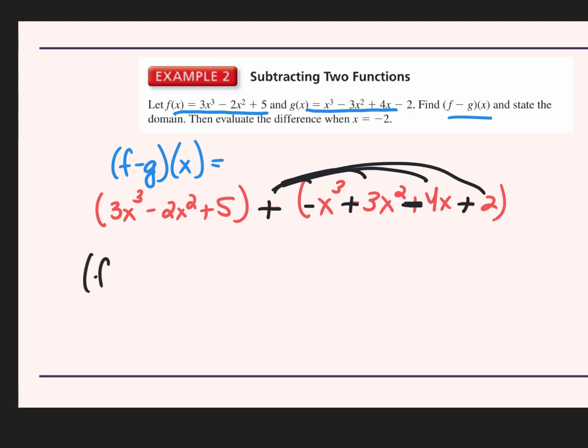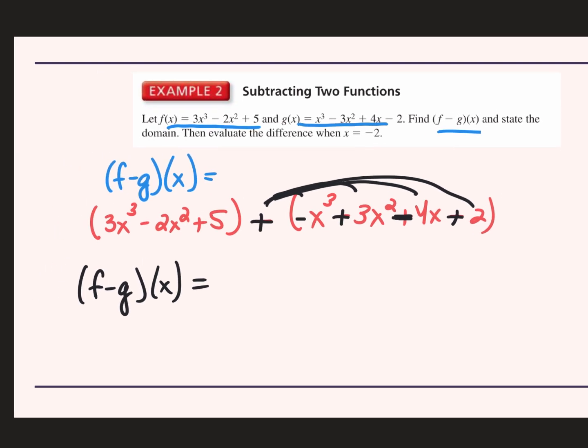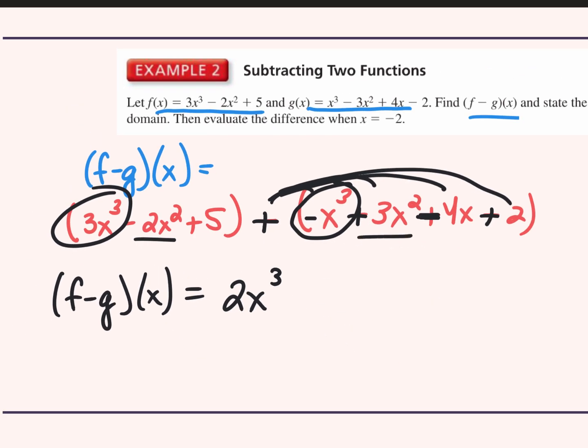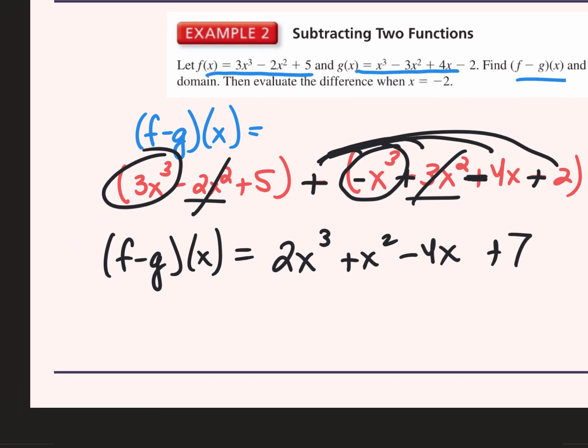Yes. So you would say f minus g of x. When I take the f function and I subtract the g from it, and we combine our like terms, what is 3x cubed minus 1x cubed? Okay, 2x cubed, good. What's a negative 2x squared plus 3x squared? Plus x squared, good. Now what? Minus 4x, good. And then what? Plus 7. That is f minus g of x.